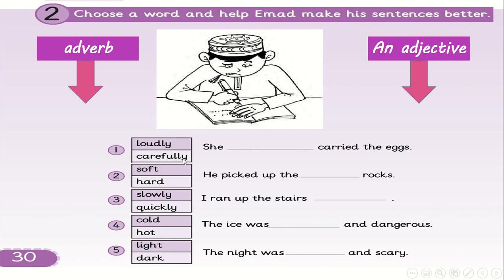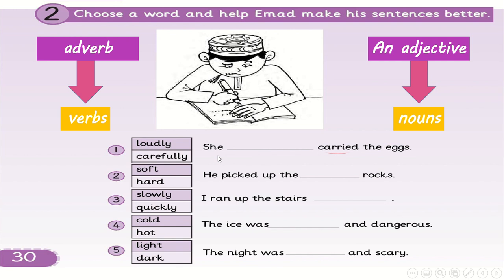Okay, why do we have adverbs here, teacher? Because in this sentence, we are going to describe the verb, so we have to deal with the adverbs. But in some sentences, we have nouns, so we have to add adjectives. Okay, so number one: she dash carried the eggs. Is it loudly or carefully? She doesn't want to drop the eggs.